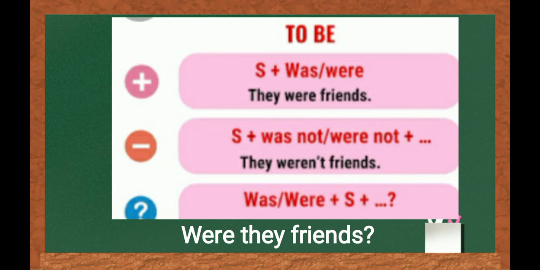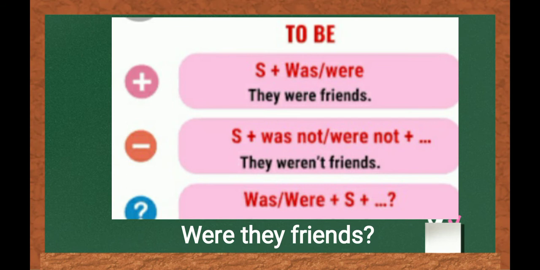With plural we use were, with singular we use was. Now see the example. They is the subject, with they we use were. And friends. In a negative sentence: subject, was not or were not, then the rest of the sentence. Again they, subject, with they we use were not, and then friends. In an interrogative sentence, the verb comes first, was or were according to the subject, then the subject, and then the rest of the sentence. The example is, were they friends?